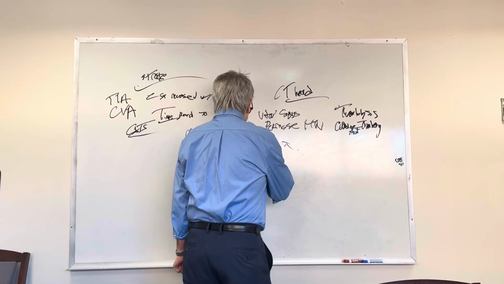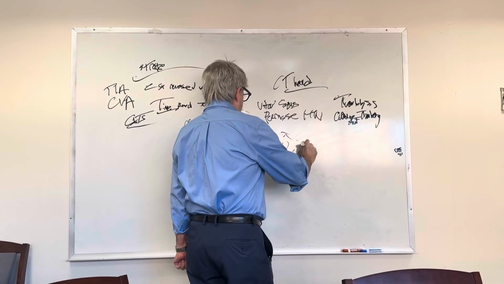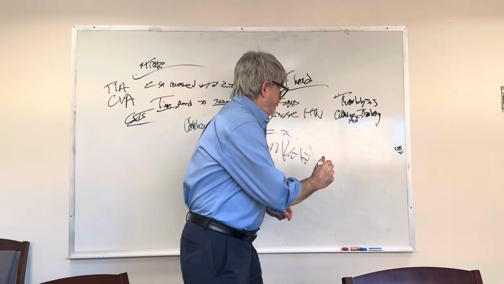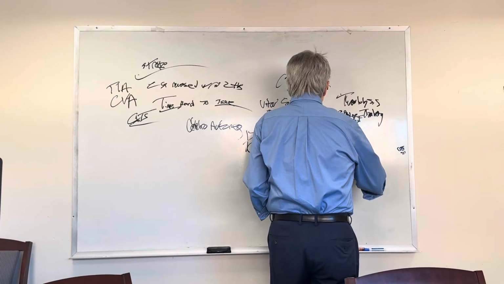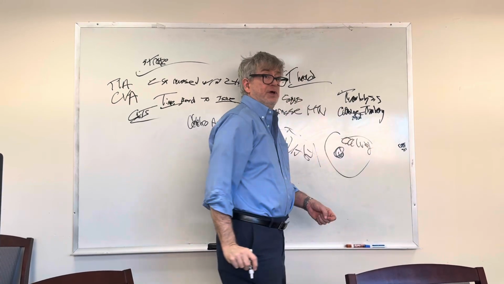So a key word to know is penumbra. Penumbra is the area of the brain that's ischemic but not infarcted. So you have a core infarction, and then around that you have a penumbra, and that's salvageable tissue, and that's what you want to help.